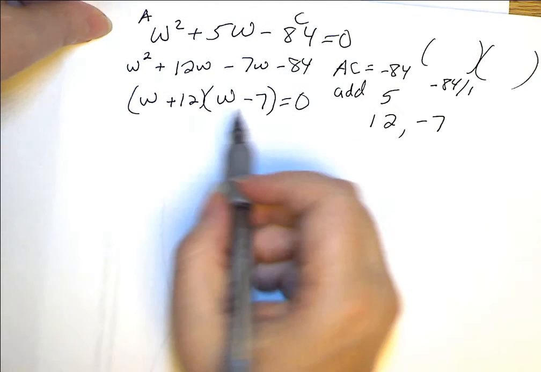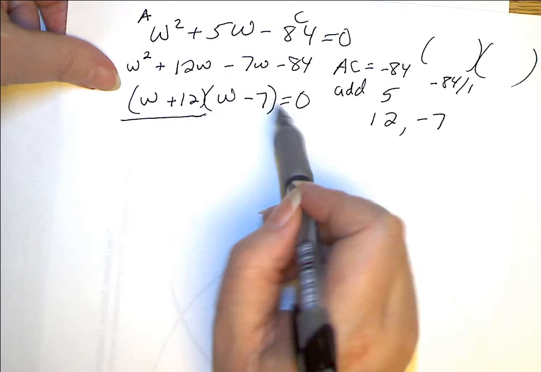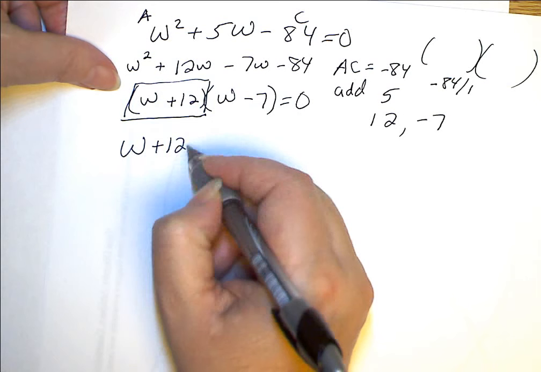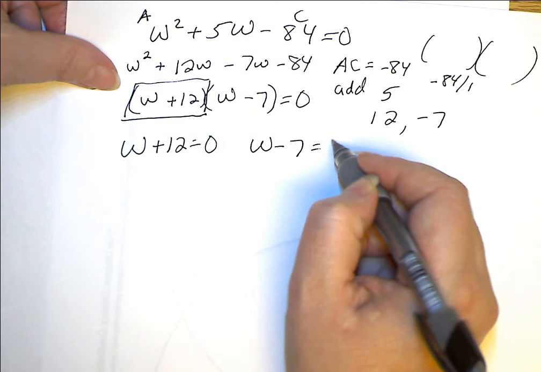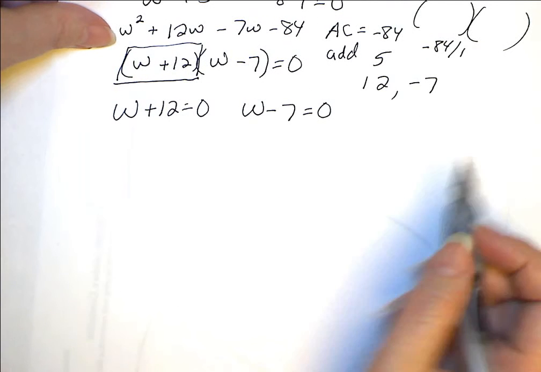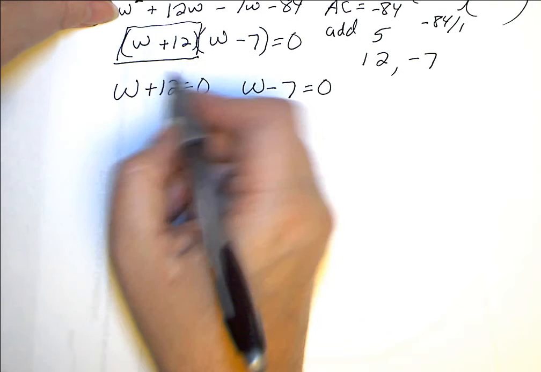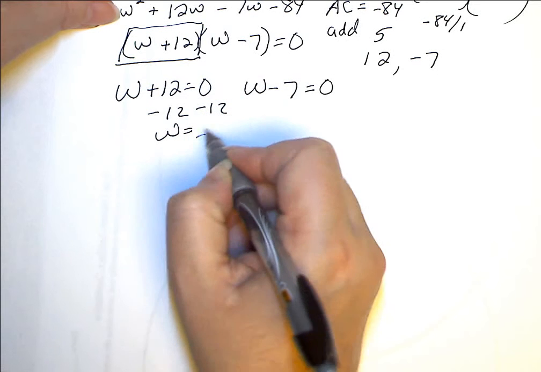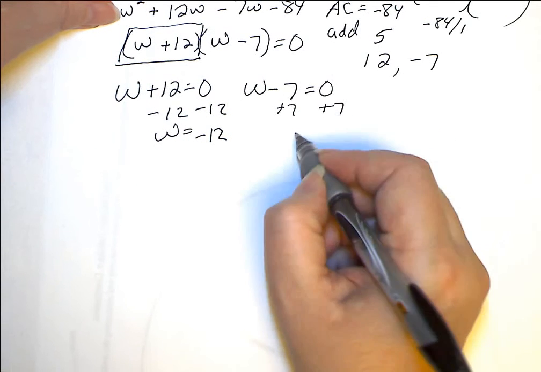What they learned yesterday is if this equals 0, that means that this equals 0, w plus 12 equals 0, or w minus 7 equals 0. Then what would you do to solve for w? You would subtract 12 on this one, so w is equal to negative 12. On this one, you'd add 7 to both sides, so w is equal to 7.